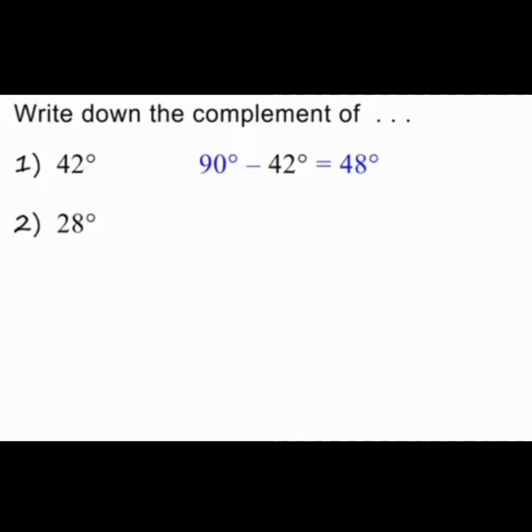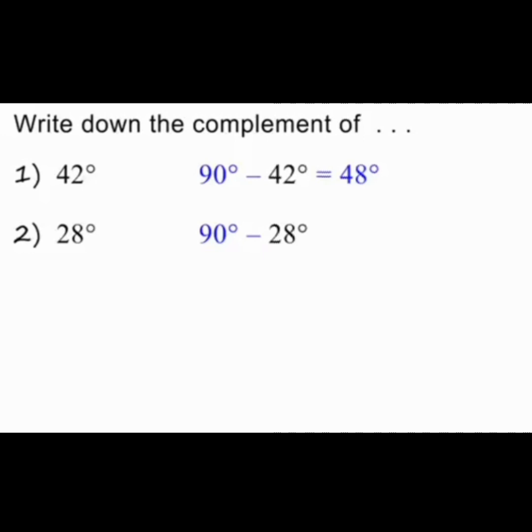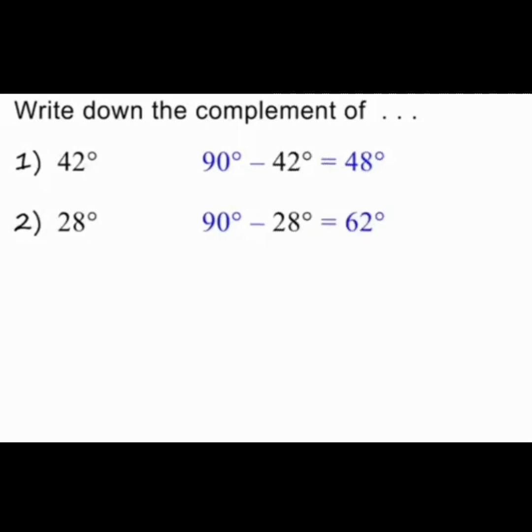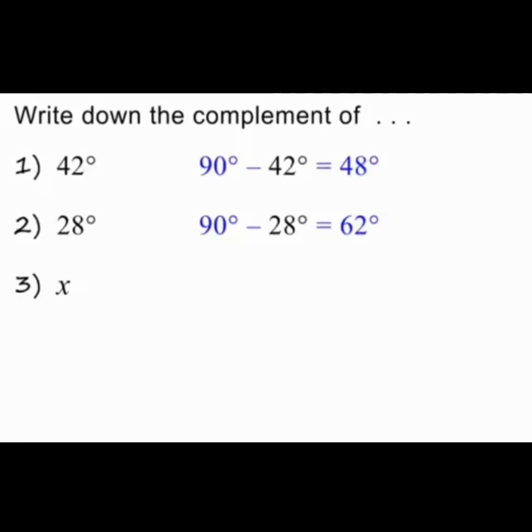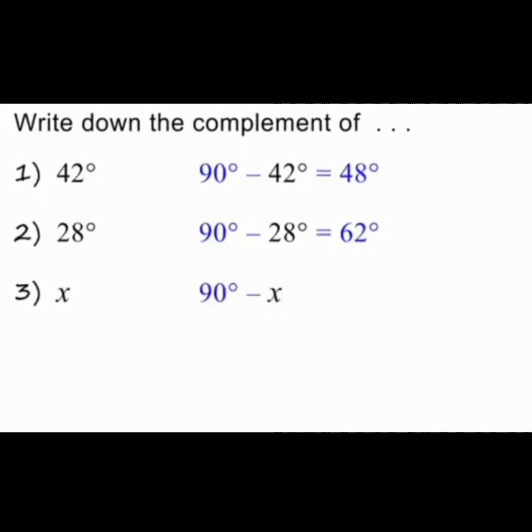Please pause and find the complement of 28 degrees. To find it, we again subtract the given angle from 90 degrees. The complement is therefore 62 degrees. Were you correct? What do you think the complement of x will be? It is simply 90 degrees minus x. Is this what you said?